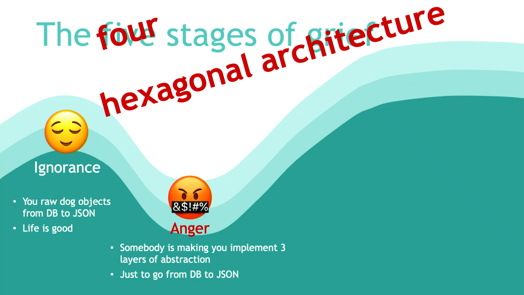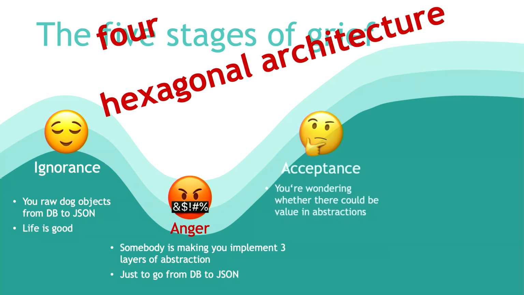Then somebody new joins your team and is making you implement 3 layers of abstractions, but at the end of the day, you're still only going from database to JSON. Then, when you're in there, you really hate it, but then at some point, you're wondering whether there could actually be some value in these abstractions that somebody made you implement.